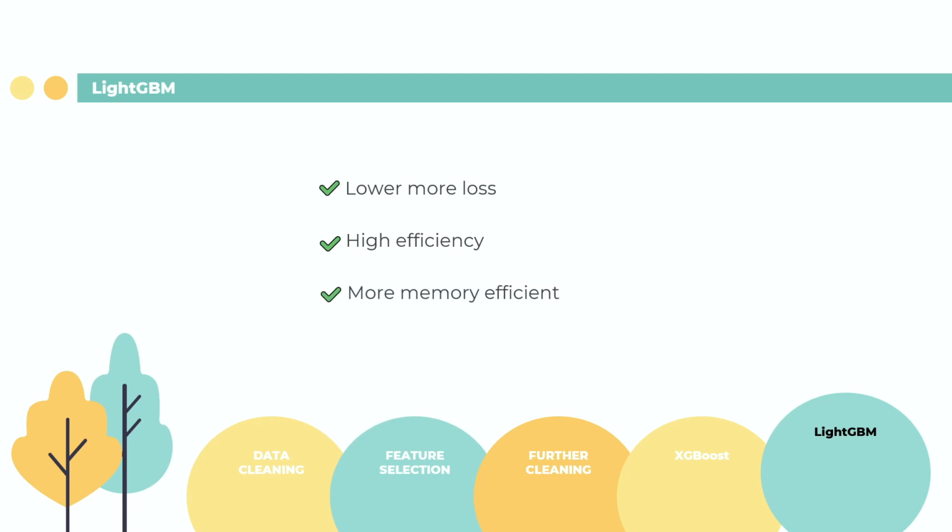This algorithm also reduces memory usage. Not only that, the utilization of gradient-based one-side sampling also allows the model to retain instances with large gradients and perform random sampling on instances with smaller gradients, causing it to be more accurate. Thus, we decided to train this model on our dataset as well.